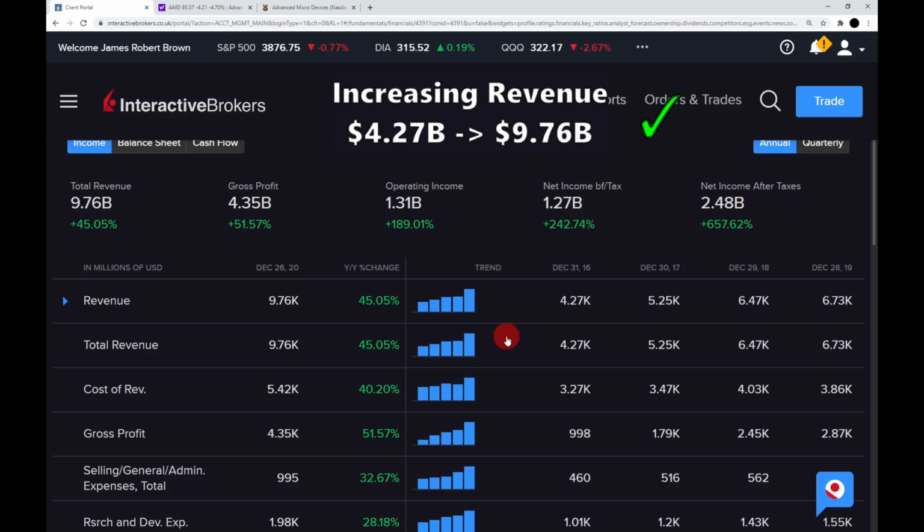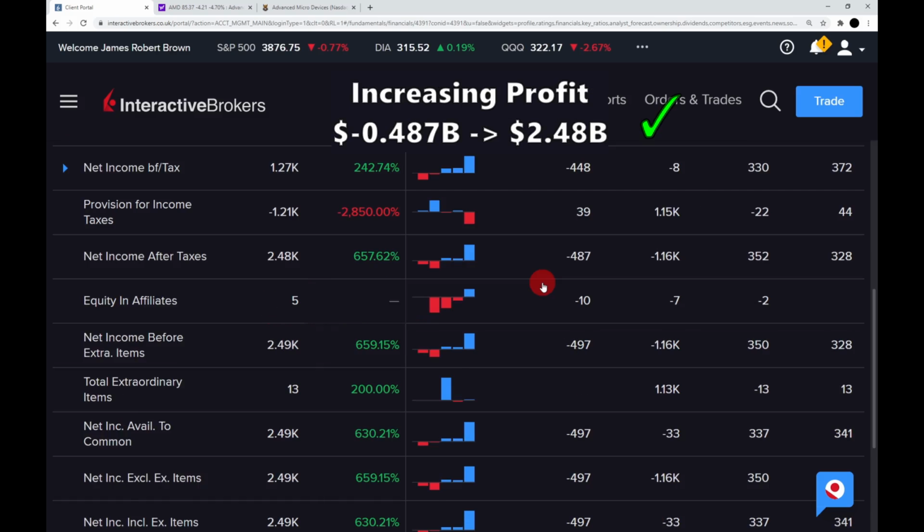Now step 3 is the revenue increasing over the last 5 years, and the revenue has gone from 4.27 billion to 9.76 billion, so there's a check mark there, the revenue has increased. Step 4 is the profit increasing, and has gone from minus 487 million to 2.48 billion, so there's a check mark again, the profit has increased.